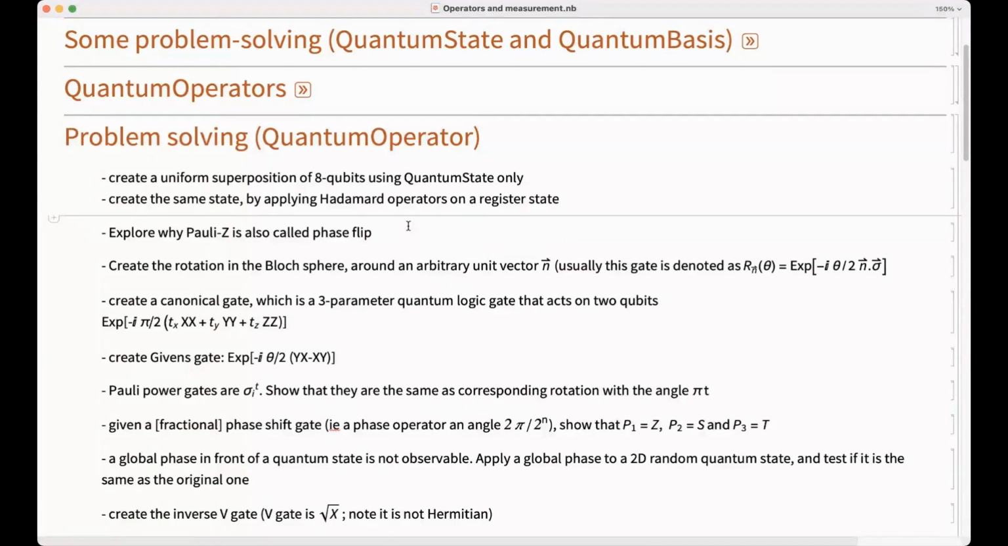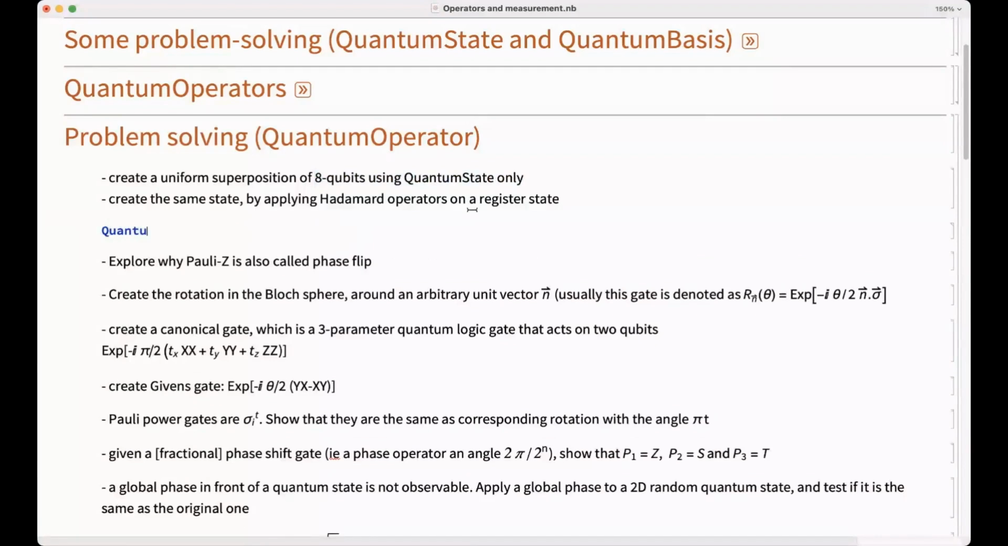Let us start with the first question. Create a uniform superposition of 8 qubits using quantum state function only. Okay, let's see how Nick would tackle it. He would just start with QuantumState.